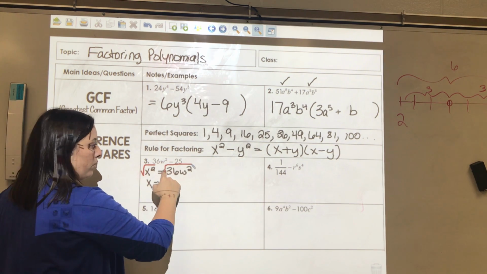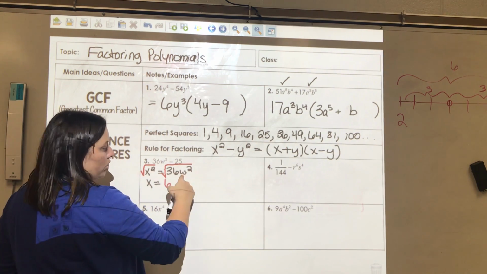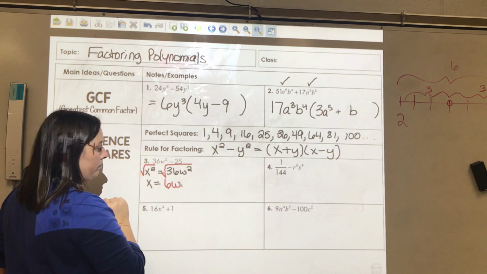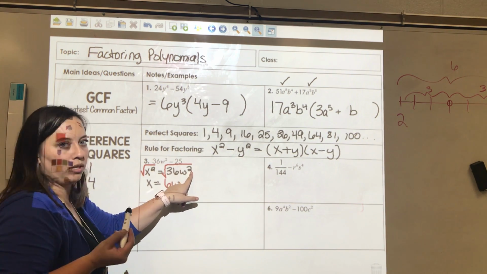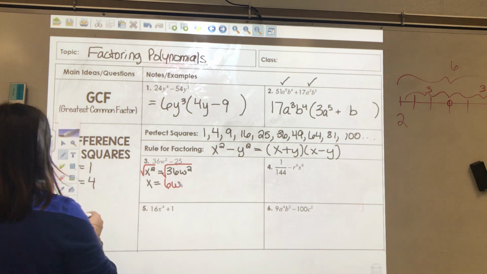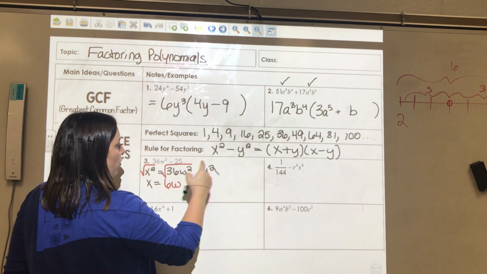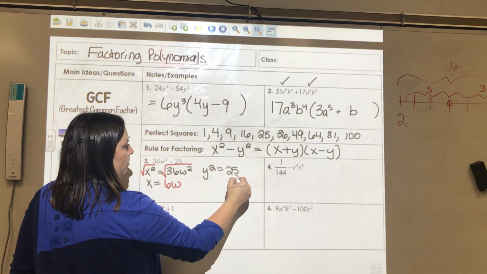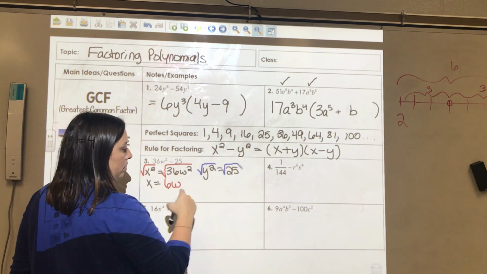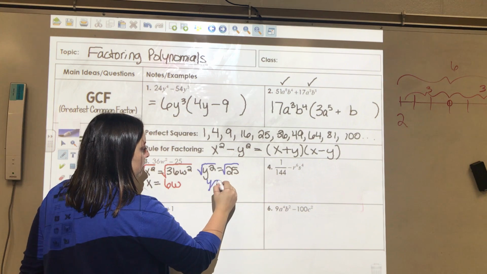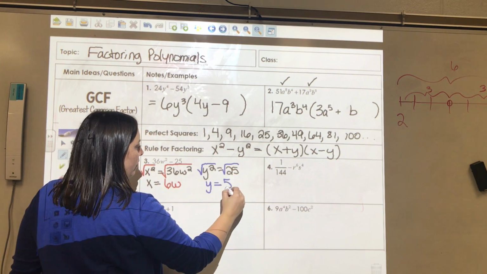So now what I have to do is square root this. The square root of 36, 1, 2, 3, 4, 5, 6. And the square root of w squared is w. To take the square root, you divide the exponent by 2. 2 divided by 2 is 1. So 6w. All right, the next piece that you need to do is figure out what your y is equal to. Well, I know y squared is equal to 25. So to find what y is, we need to square root both sides. The square root of y squared is y. Square root of 25 is 5.